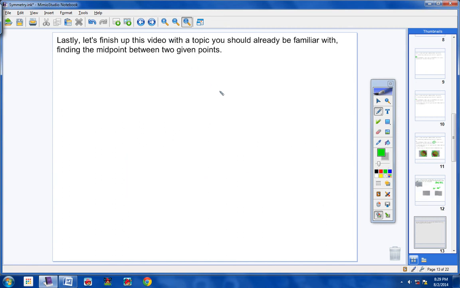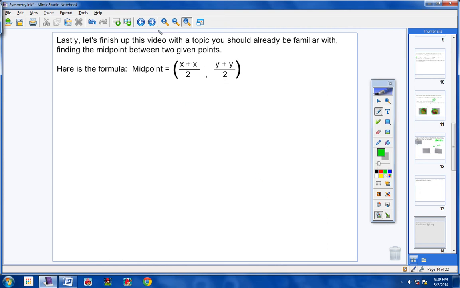Lastly, let's finish up the video with a topic you should be familiar with, and that is finding the midpoint between two given points. Now here's the formula, so please copy this into your notes. Midpoint equals x plus x divided by 2, and then a comma, and then y plus y divided by 2. All right, let's continue on.